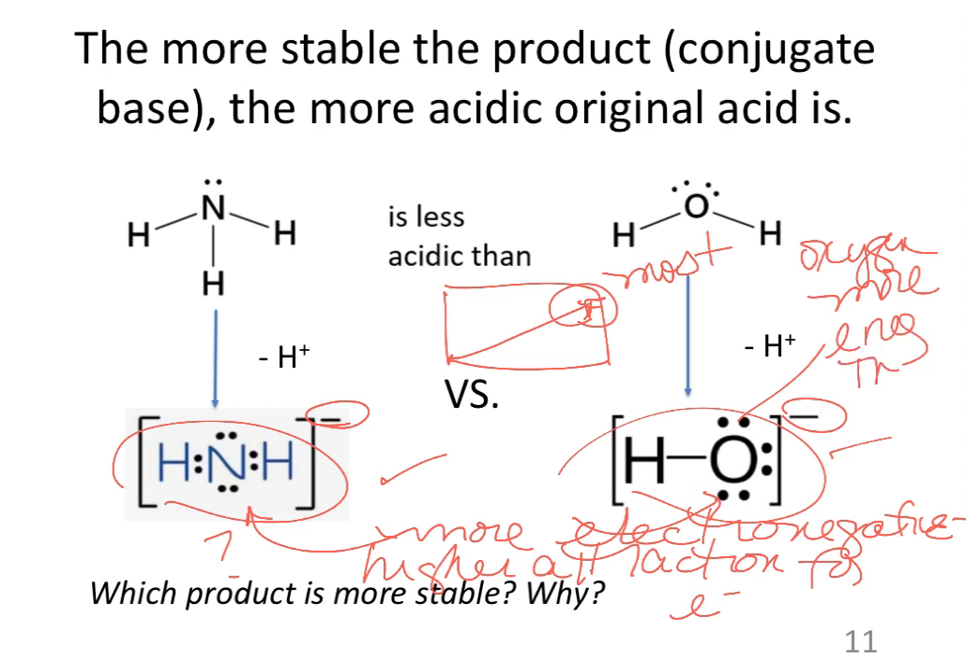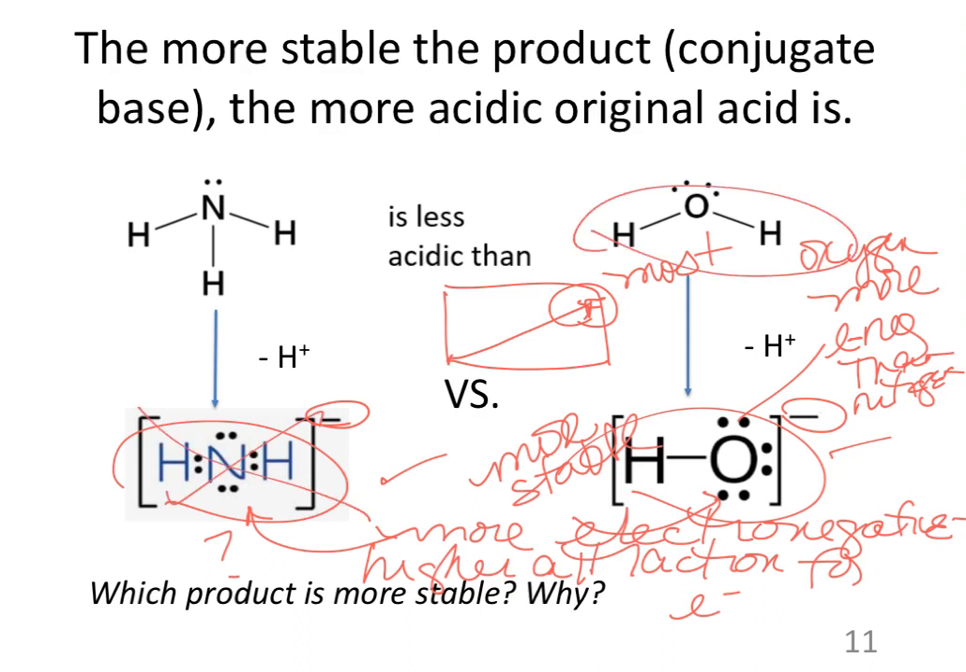And that looks like energetic. I meant electronegative, right? Than nitrogen. And so oxygen can accommodate this negative charge better. So this is more stable. I don't know why I keep switching. Okay. So the hydroxide is a more stable anion than the nitrogen.